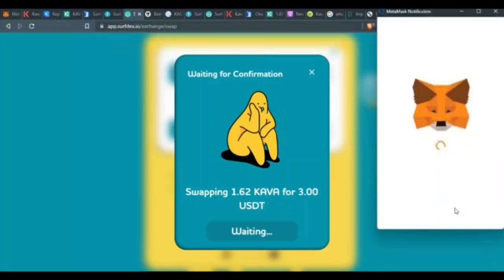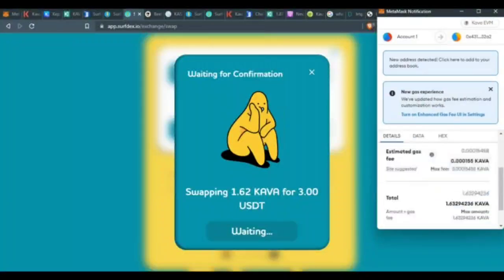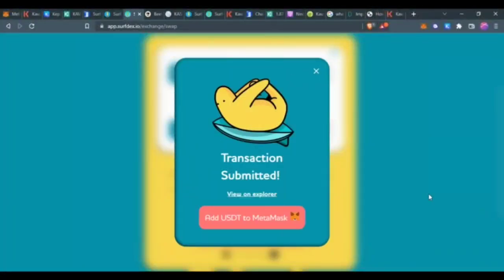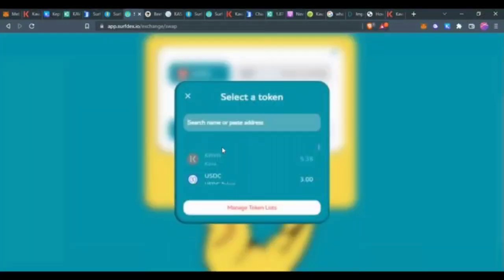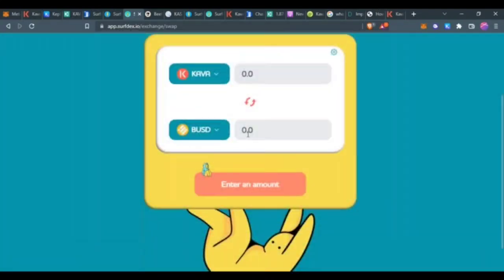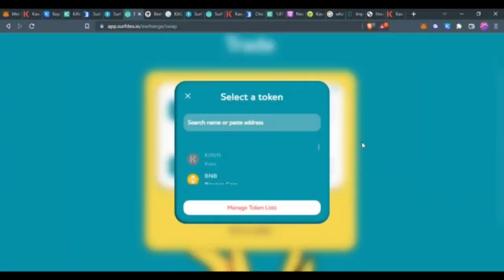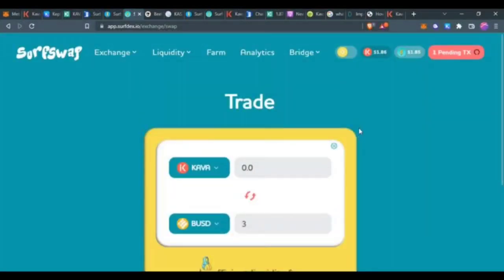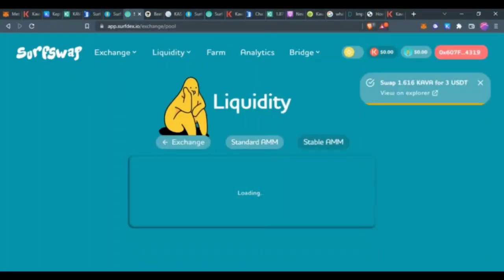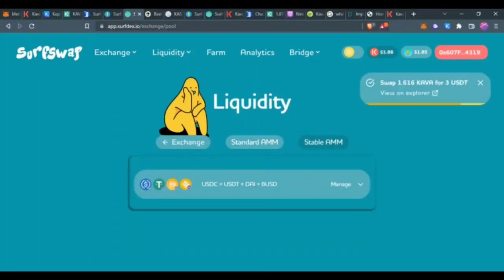And all we're doing is experimenting. Always remember, never spend what you're not willing to lose. So we're experimenting with new projects here on the Kava network. I believe it was BUSD as well. Let me look at the pool and see exactly what it was. USDC, DAI and BUSD. There we go. It's DAI and BUSD.